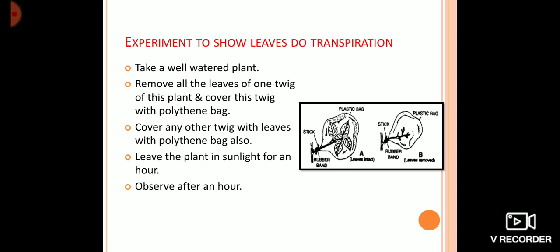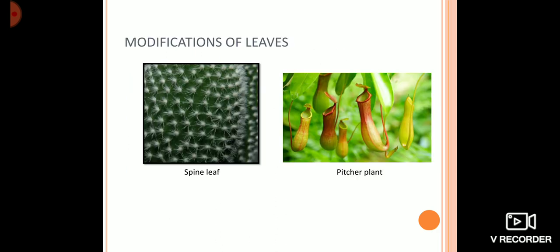Leaves release the excess water in the form of vapor to the air. So this proves that leaves perform transpiration. Now next one is the modification of leaves. Like other parts of plant, leaves also modify to perform some special functions.